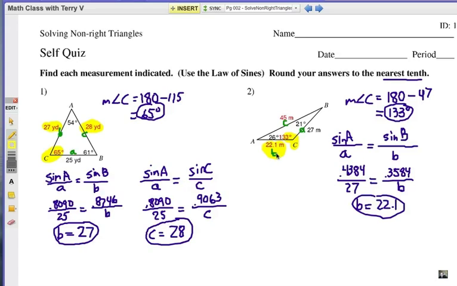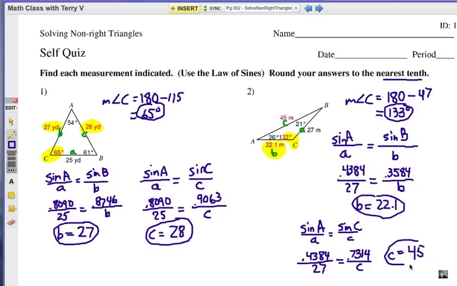All right, one more step to go. Let's go ahead and solve for C. This is the part of the law of sines that I'm going to use, and notice that sine A over A I already know from the previous work. So let's go ahead and use those same numbers. Now I'm going to cross multiply and figure out that C is about equal to 45. And there it is right there.